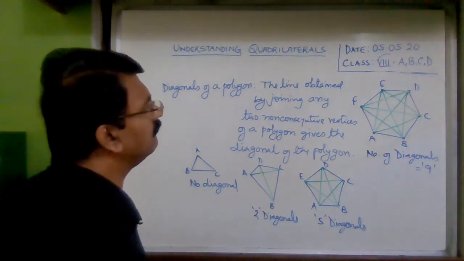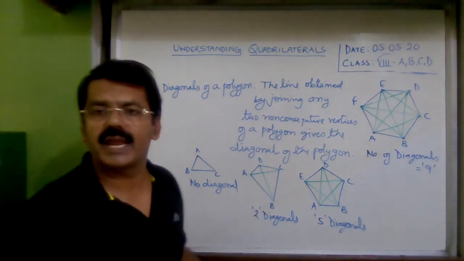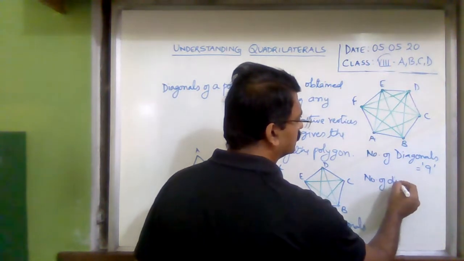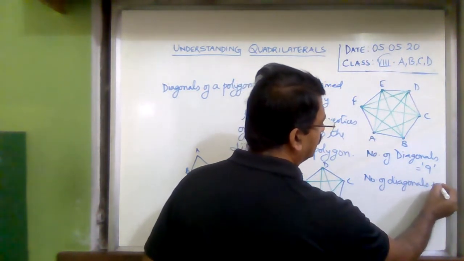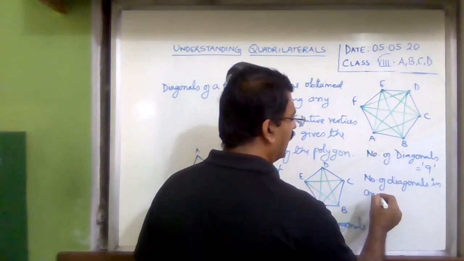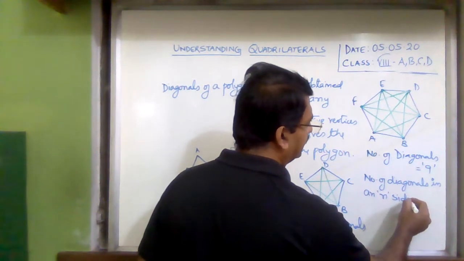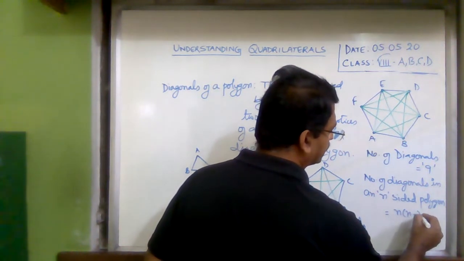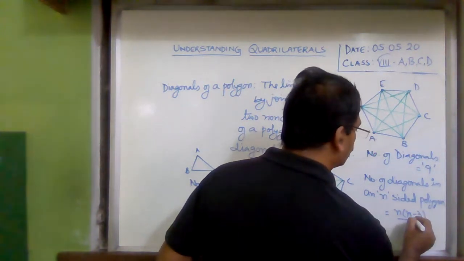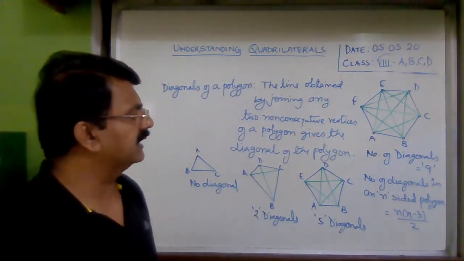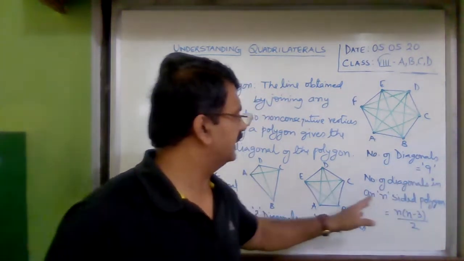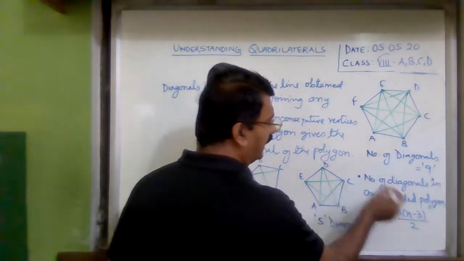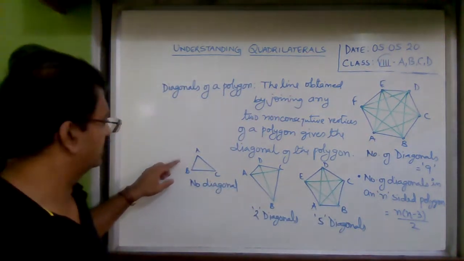Now you see there is a formula for the number of diagonals in any polygon. Number of diagonals in an n-sided polygon is equal to n into n minus 3 upon 2. Using this formula, you can directly find out the number of diagonals in a polygon. Now, we will verify this formula. If we talk about a triangle, how many sides are there?